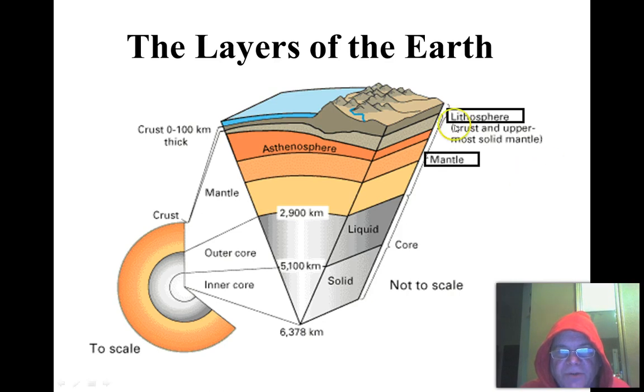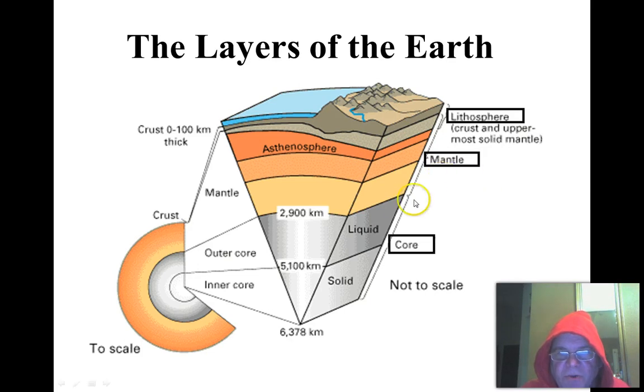The next part is the mantle, and it runs from the top right down to here, and that's this part in here. It's part solid, part liquid, and the asthenosphere is in there. And that's what the lithosphere floats on. It's kind of melted rock. It's like pudding or something, real hot pudding, let's put it that way.